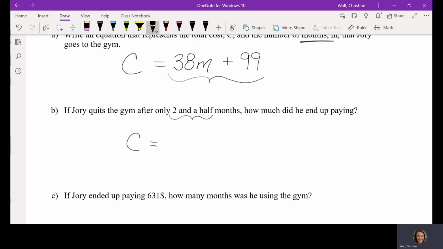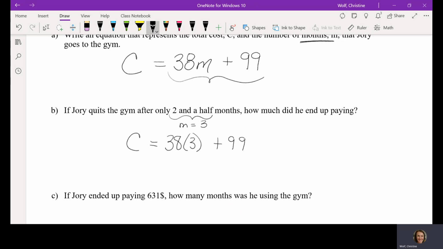If the number of months is 2.5, but here's the problem. I just explained that you cannot just quit the gym halfway through a month. You have to pay for that month in full. So if he quits the gym after 2.5 months, he still has to pay for that third month in full. So M equals 3. So he has to pay for 3 full months at $38 per month.